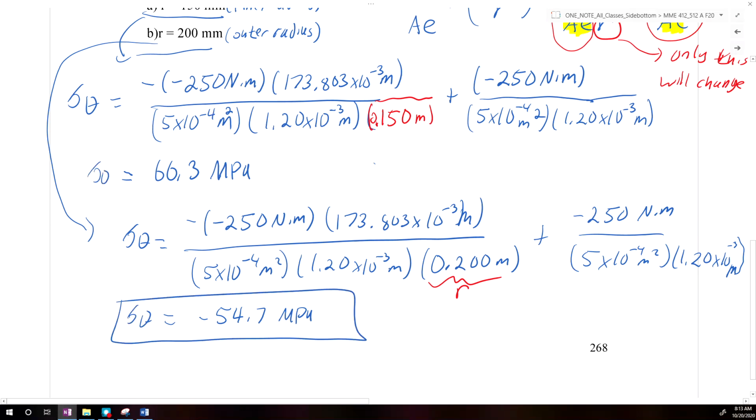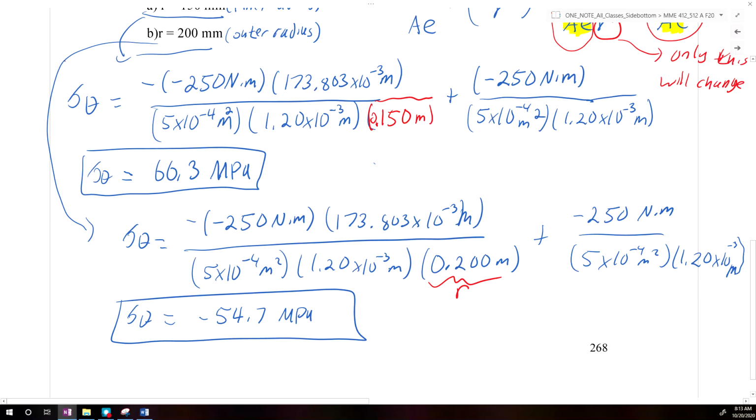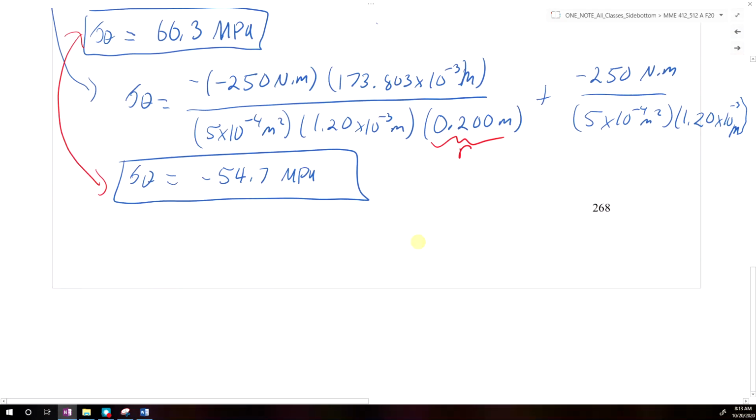So notice that unlike the case of a symmetric cross section in bending for a straight beam, the magnitudes of both of these stresses due to bending are not equal to each other. Depending on the direction of your bending moment and the location of your centroidal axis, your bending stresses will not be equal in magnitude on the far end of your cross section or on the inside of your cross section.